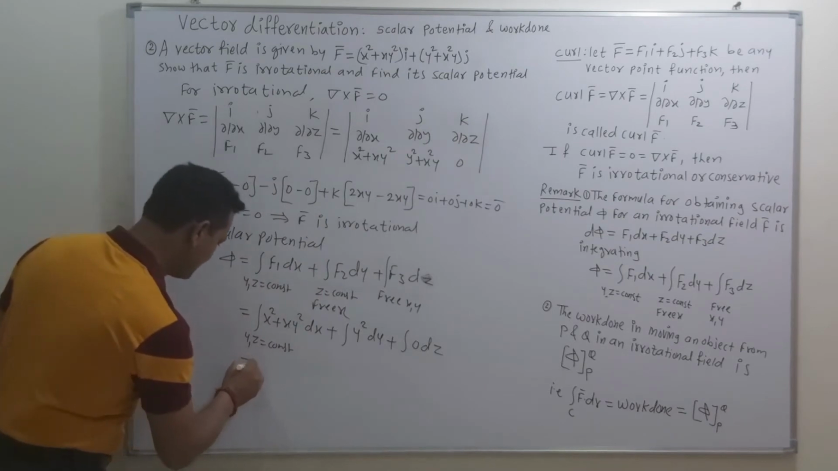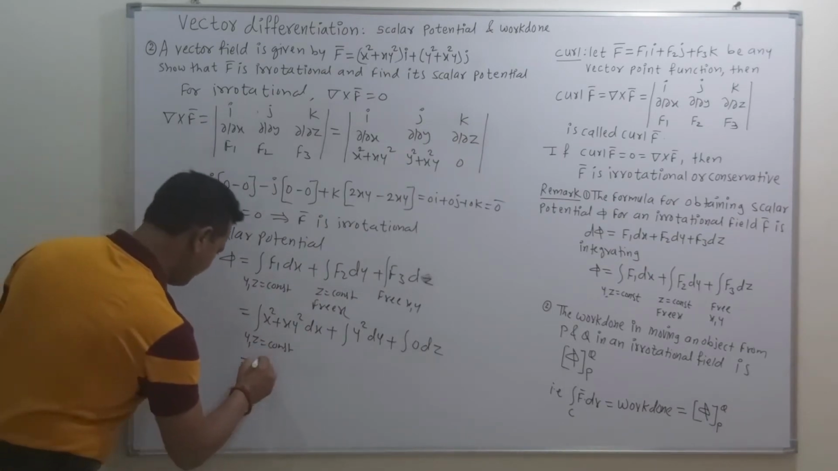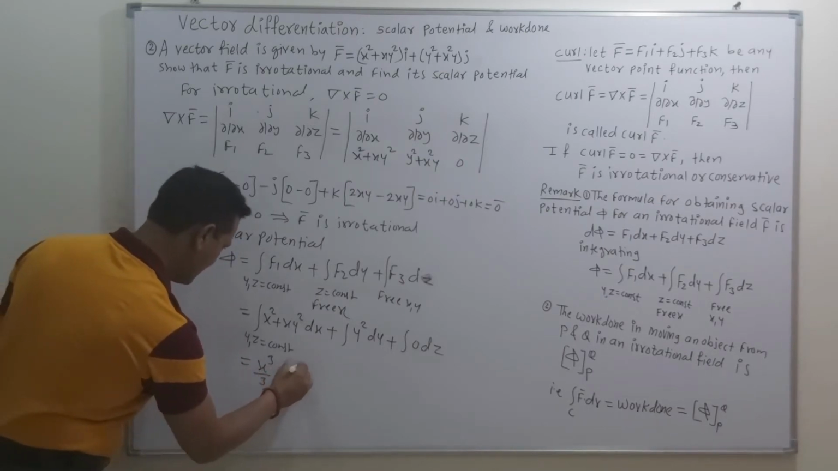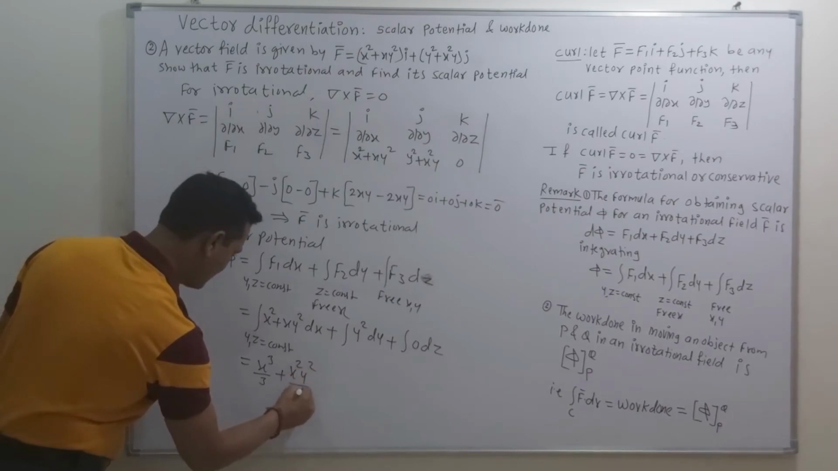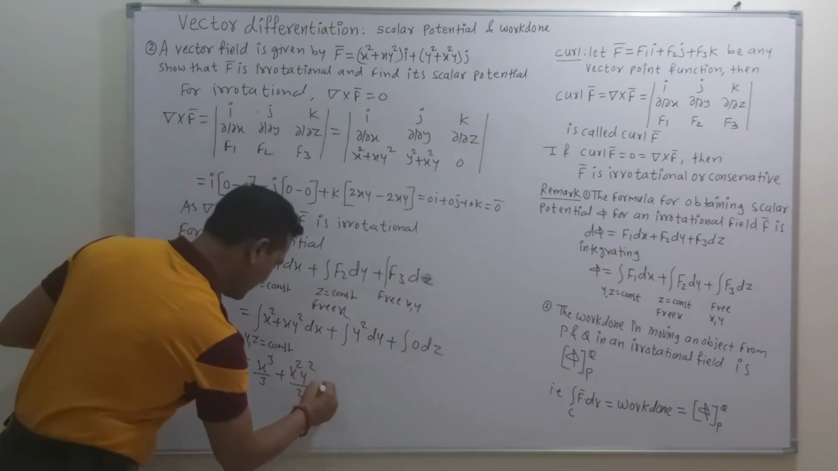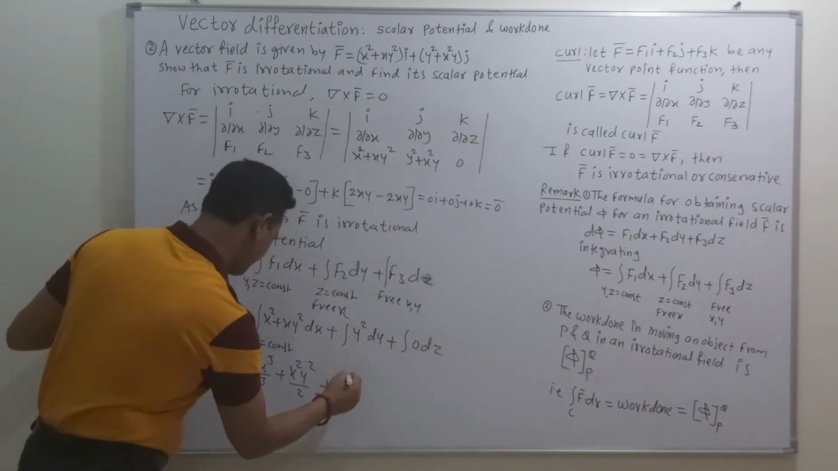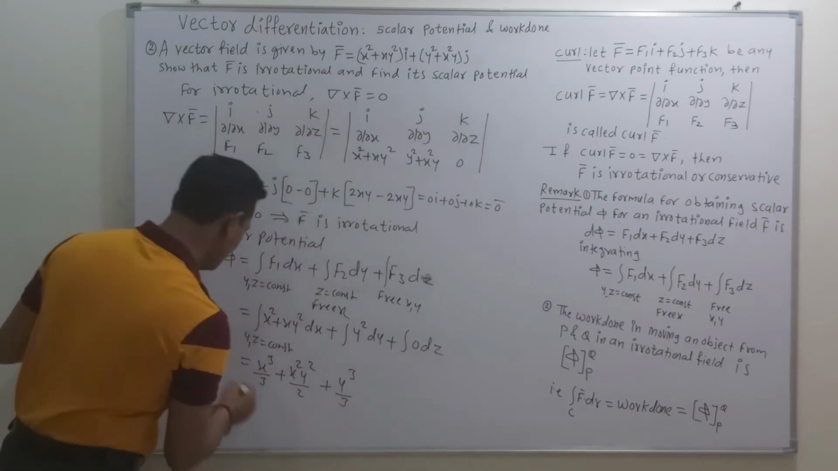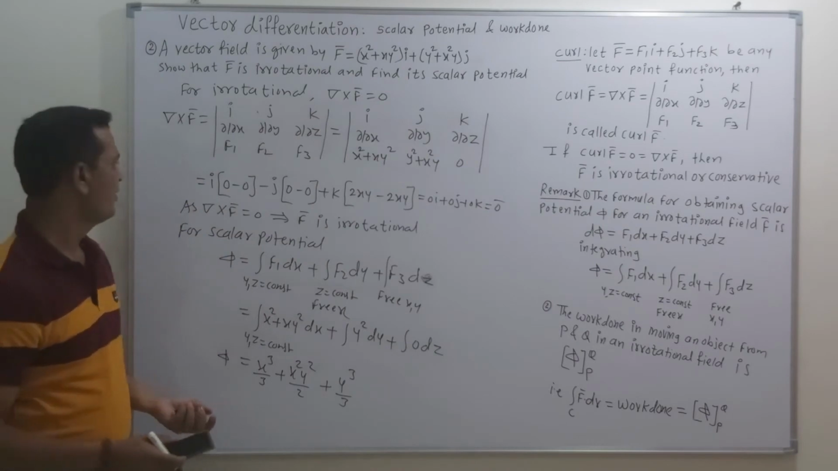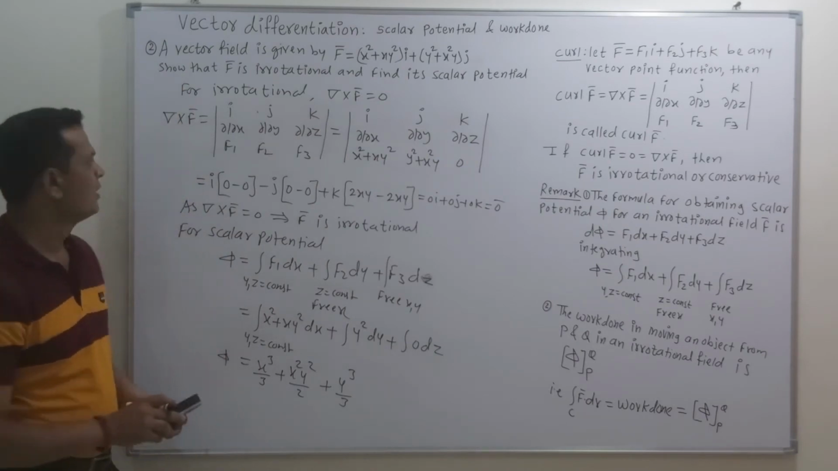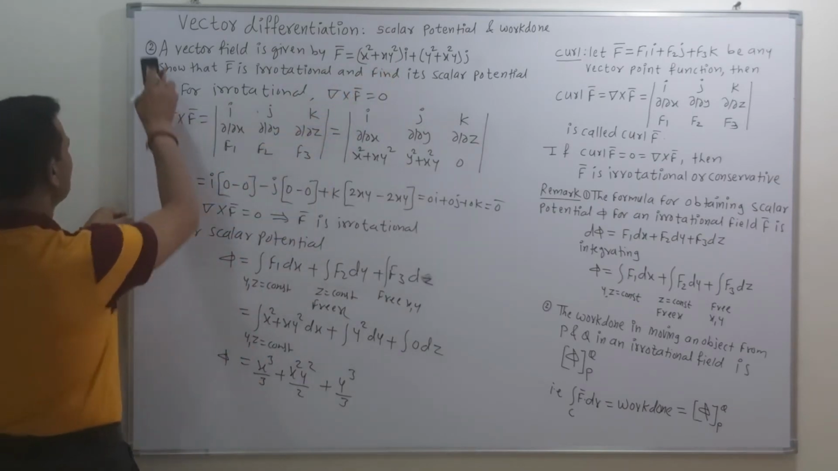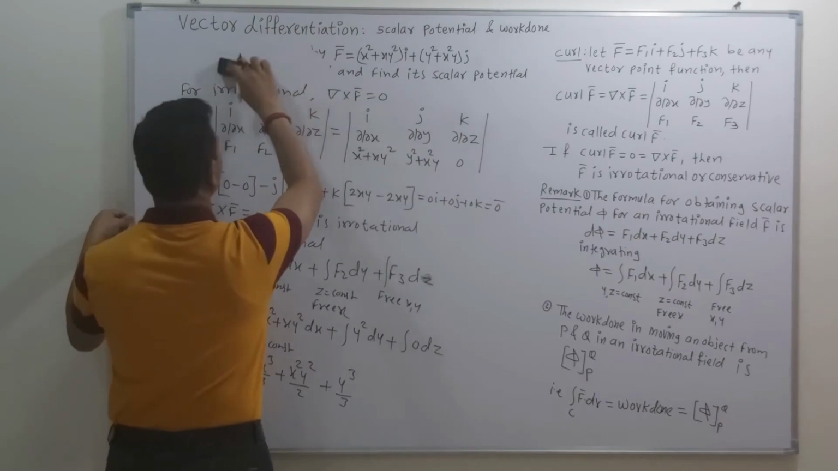Then we can integrate this term so that we get this integration as x cube upon 3 plus x square y square upon 2. So because y is constant, integration of x is x square by 2, then plus again y cube by 3. So this is the value of phi. In this way we can easily get the value of scalar potential phi. So this is the question which is related to vector field f bar, which is given by this term. Now this is the second example. Now friends, let's take the third example.